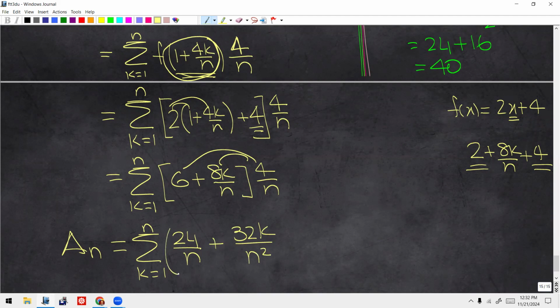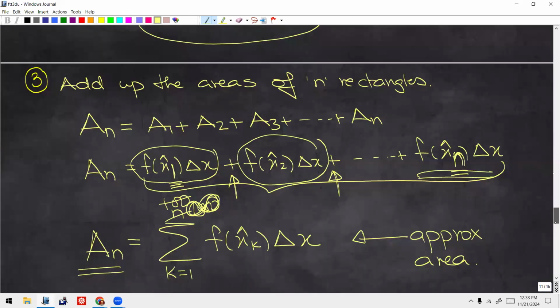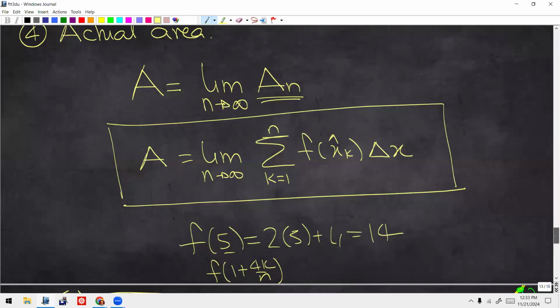So that is my formula for the sum of n rectangles. Do you guys see that? If you tell me n is 2, I can replace n with 2, and that'll give me the answer for 2 rectangles and 3 rectangles, whatever you want n to be. Is that okay? Good so far? So we did step 3. That gave us a good approximation, right? Are we interested in the approximation? No, we want to find the actual area. So all we're going to do next is what? Take the limit. So let's do that.